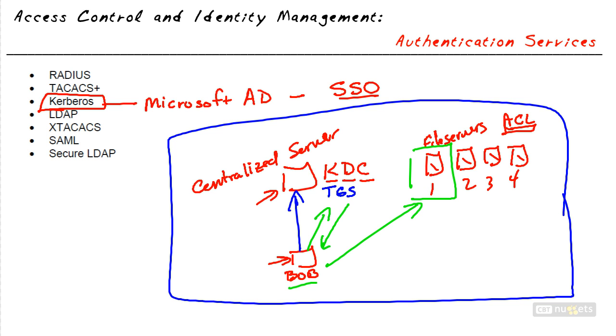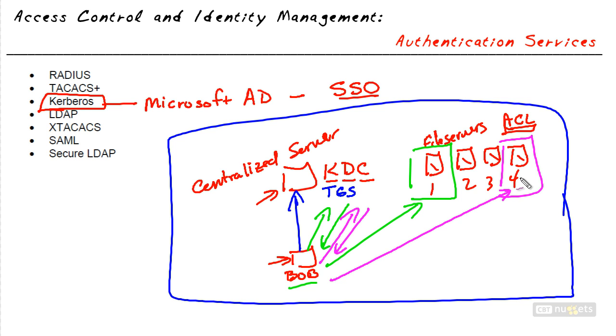And similar activity would happen if Bob needed to go to file server number 4. Bob would go to the ticket granting service saying, hey, I need to get to file server number 4. The ticket granting service would issue Bob a ticket, and then Bob would present that ticket to file server number 4, and then file server number 4.